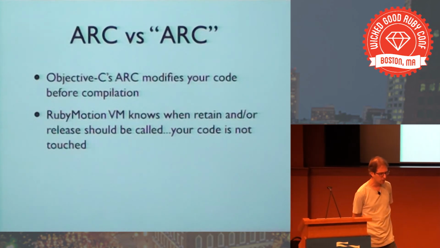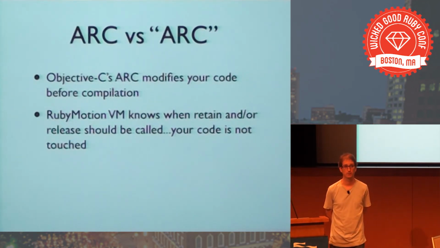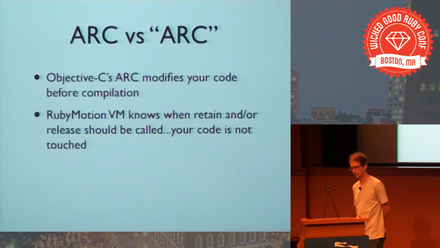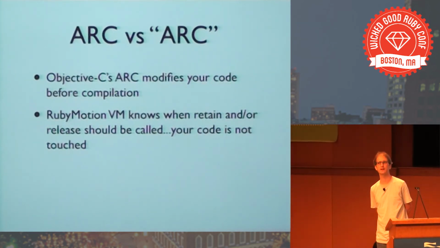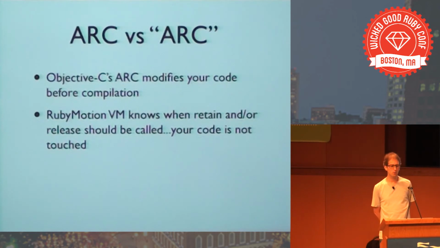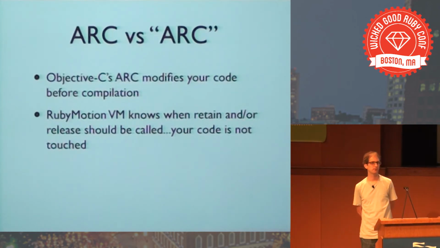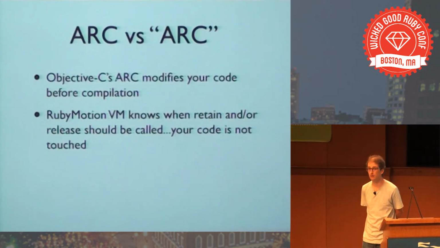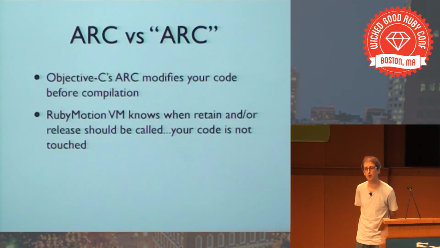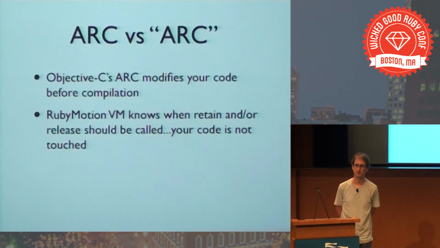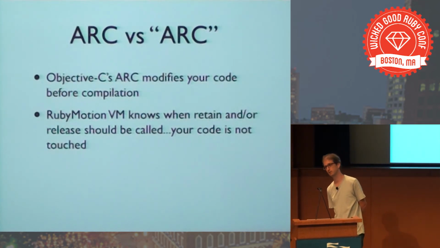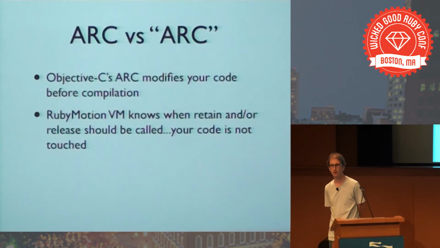When figuring out how to replace the garbage collector from MacRuby while creating RubyMotion, Laurent came up with a similar but different idea. So when Objective-C does automatic reference counting, what's happening is that the compiler, as I said, is actually analyzing your code, figuring out where to put in the retains and releases, and modifying the code to add those retain and release statements, and then compiling it and generating your object file, et cetera.